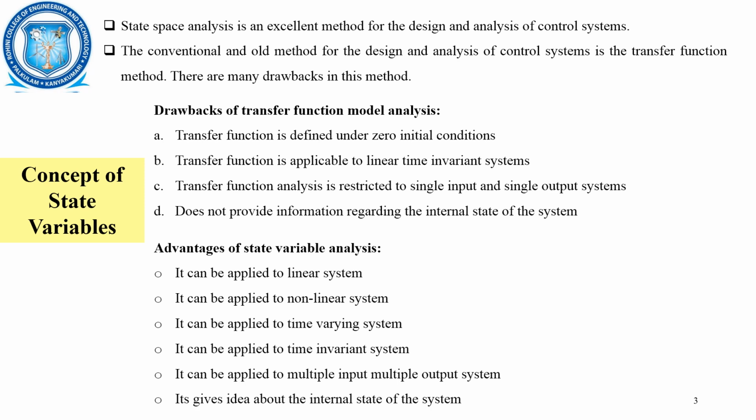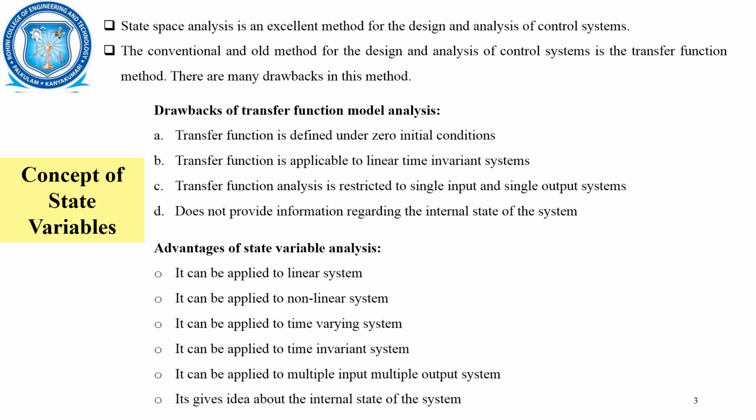State variable is an analysis which is carried out in order to analyze the system stability as well as to design the system, or to overcome the drawbacks of the transfer function model. There are many drawbacks in the transfer function model. It is defined only under zero initial conditions. But this is not the case with state variable analysis.